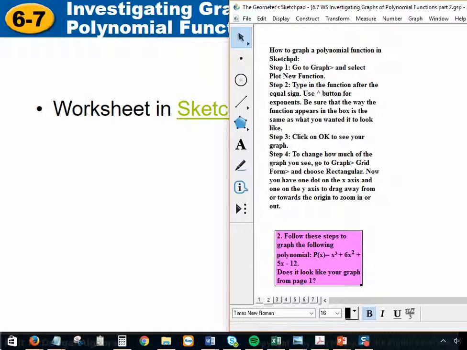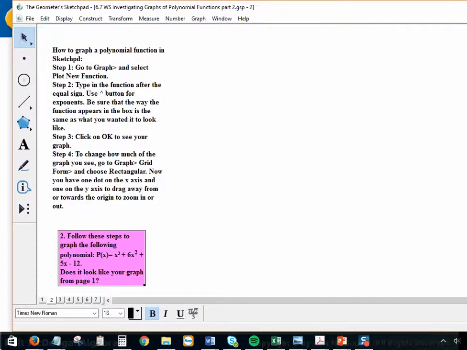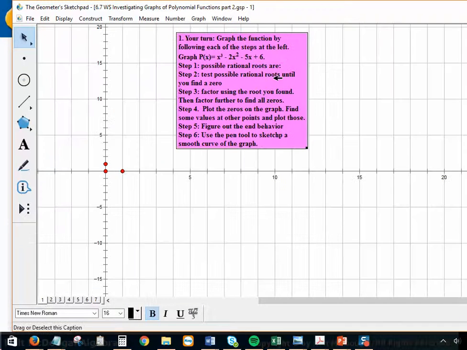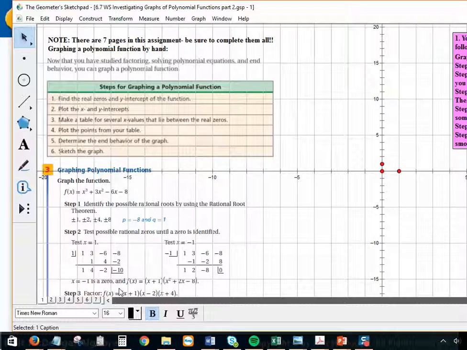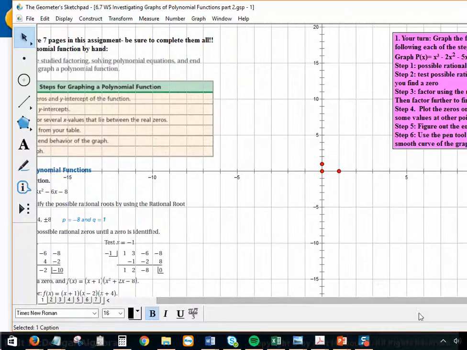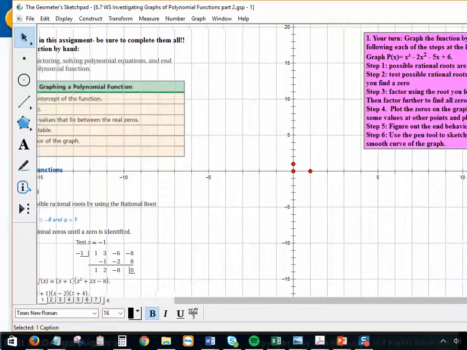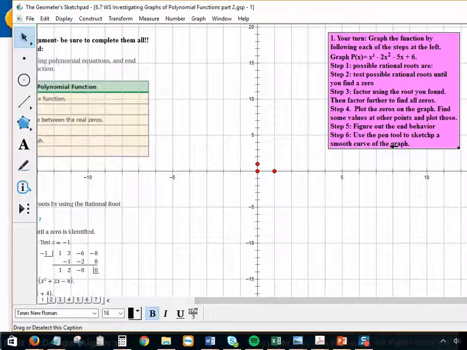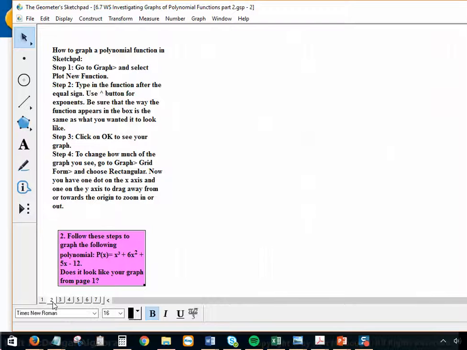All right, so let's look at what we're going to do in Sketchpad. I've got it open here. Move this over. Number 1 is the one that we went through. This is the same. There's an example over here, and it's got the steps. And then the one that you're going to do is the same as the one that we just went through. So hopefully you were jotting it down.